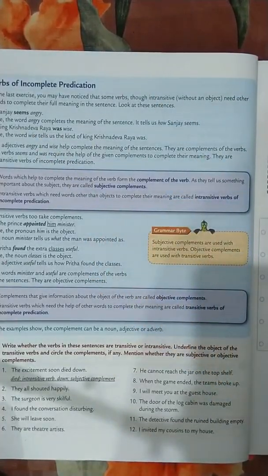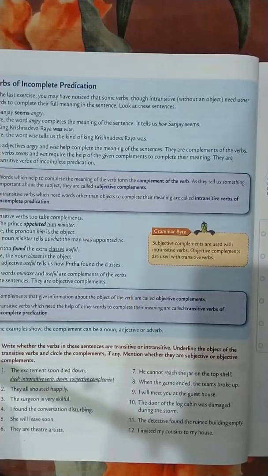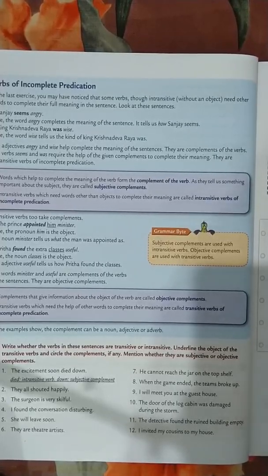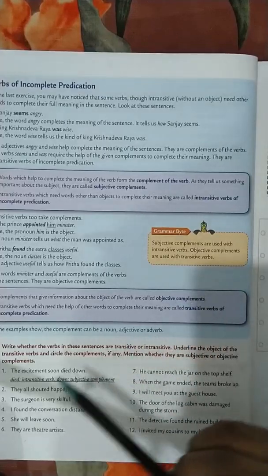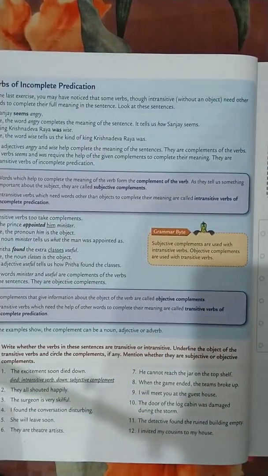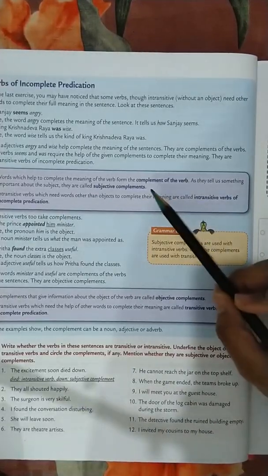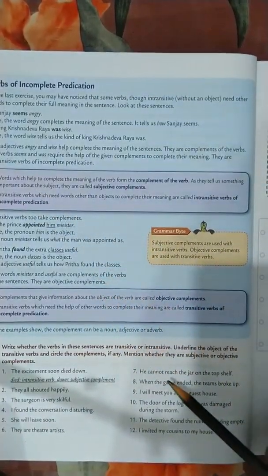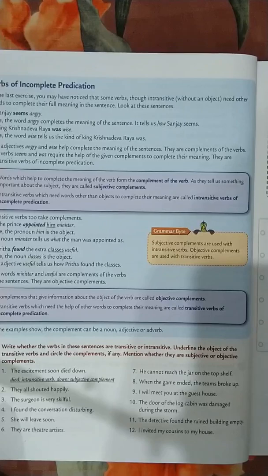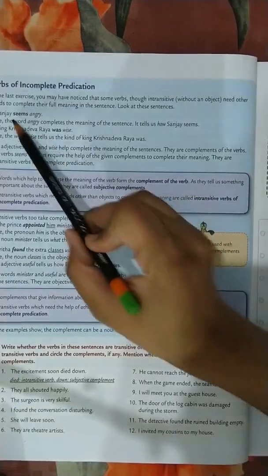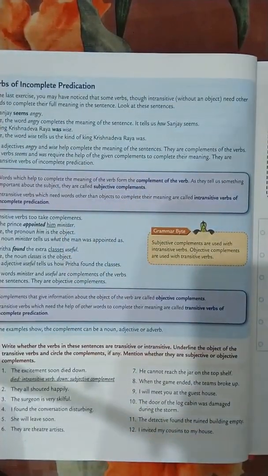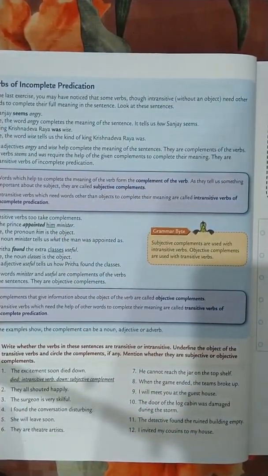Do remember, the verb which takes a complement needs it to complete the sentence. That will be the complement of the verb, and it tells us something important about the subject. That's why it is called a subjective complement. Like Sanjay seems angry, angry is telling something about the subject, so it is a subjective complement.